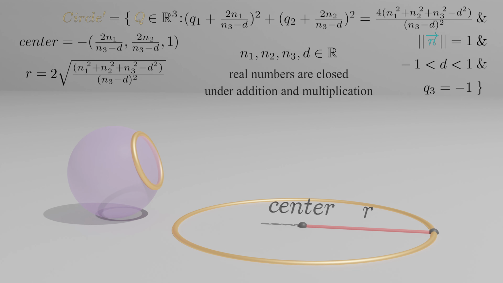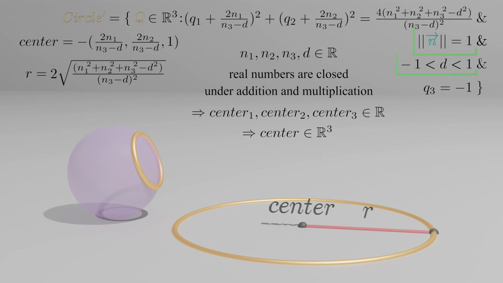Since subtraction is the same as adding a negative real number, and since division is inverse multiplication, real numbers are also closed under subtraction and division. Based on all of this, and the fact that integers are also real numbers, we can imply that all of the coordinates of center, which I'll refer to as center 1, center 2, and center 3, are all elements of the real numbers. Therefore, center is an element of R3.